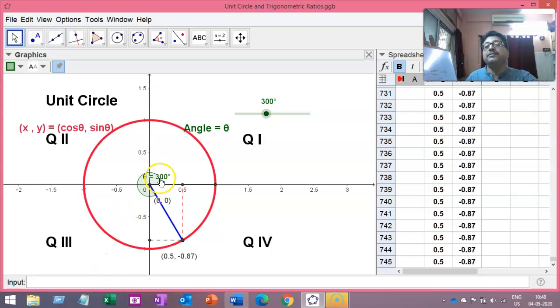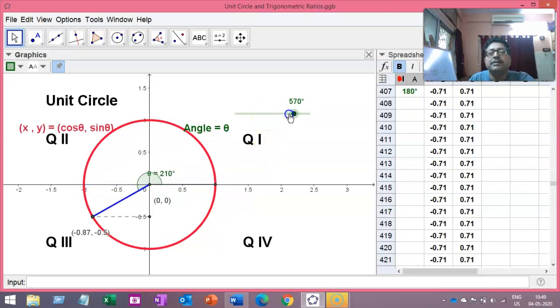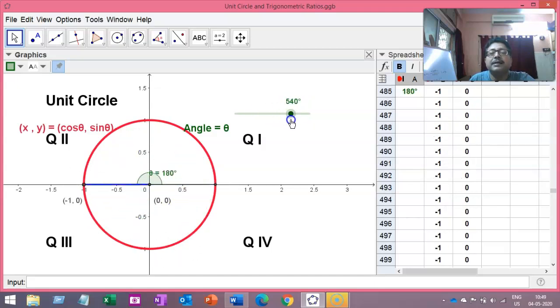Like sine of 300 degree. This is 300 degree. How do you find sine 300 degree? Perpendicular by hypotenuse: the perpendicular is negative, the hypotenuse is positive, minus 0.87 by 1, answer is minus 0.87. This way you can play with any angle here just by rotating it in anti-clockwise sense, you will get it. See, all the angles are coming here.